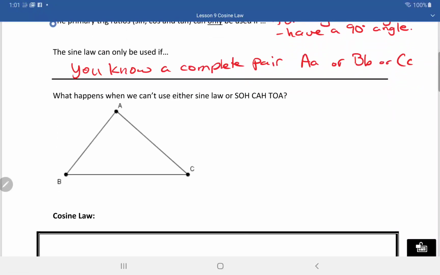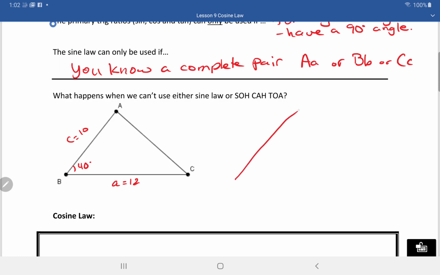So what happens if you do not have a right angle and you do not have a complete pair? So let's say we know this is 10. Let's say we know this is 40 degrees. And let's say we know A is 12. In this case, we don't have a complete pair. We know angle 40, but we don't know the side across from it. We know side length 12, but we don't know the angle across from it. And we know side length 10, but we don't know that angle across from it. So there's no pair there.